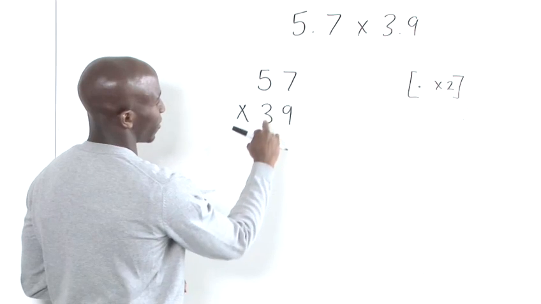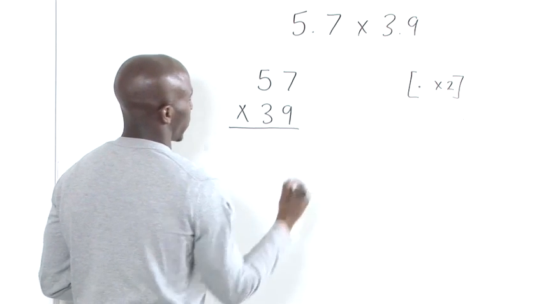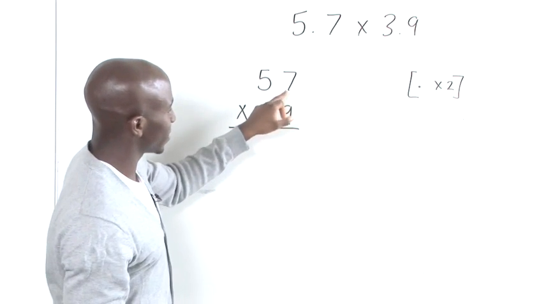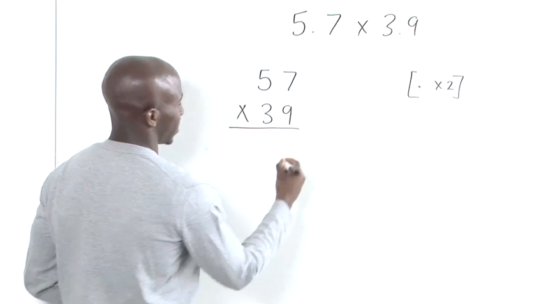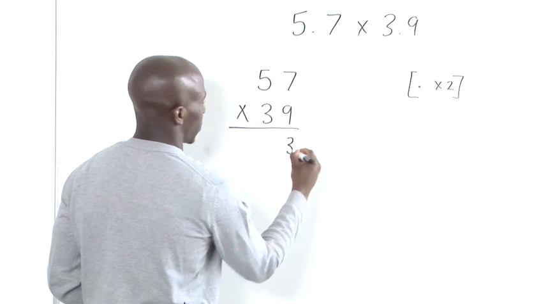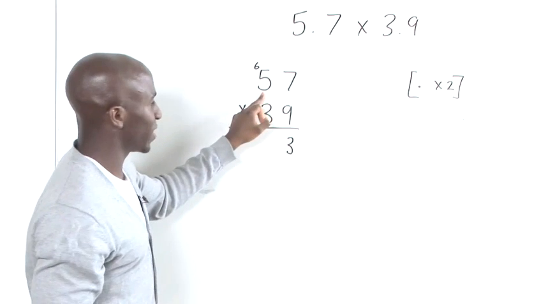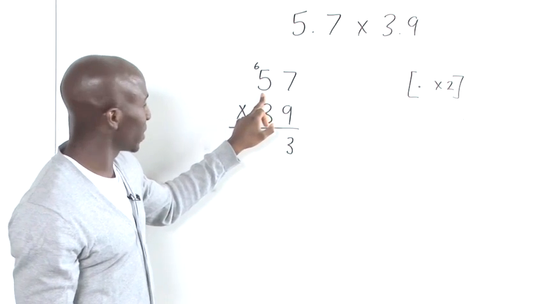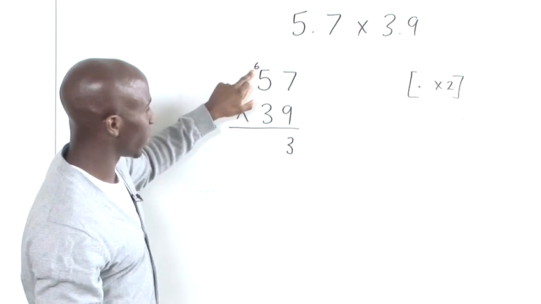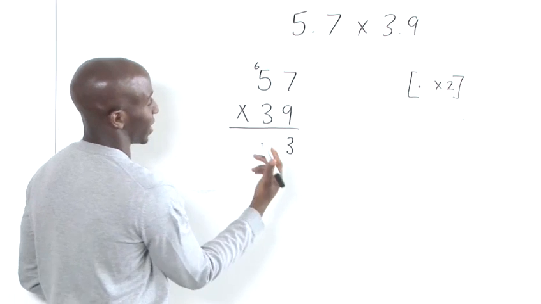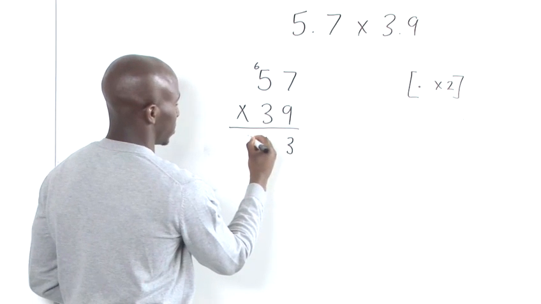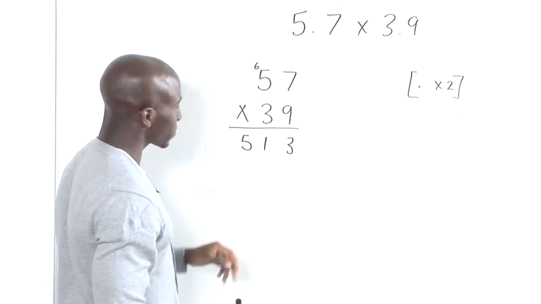So now we're going to figure out what this equates to. So we've got 9 times 7, which is 63. So you put the 3 down there, carry the 6. 9 times 5, which is 45. And now once you carry the 6, you're going to get 51. So we put that down here.